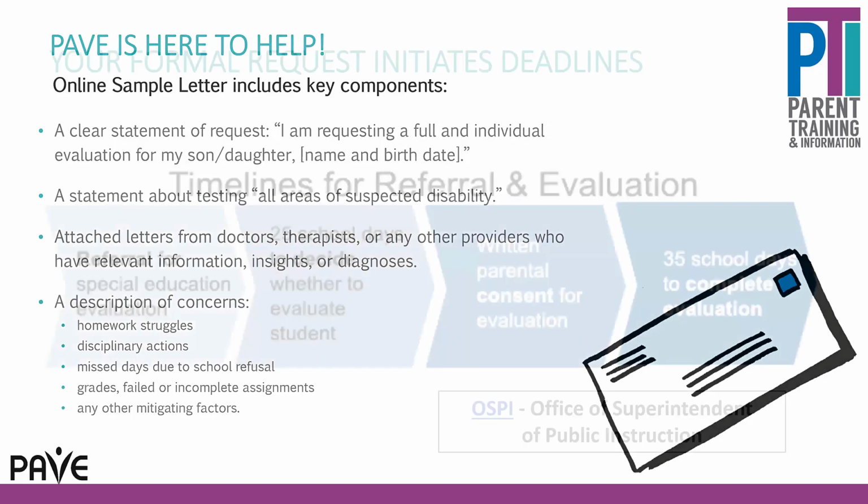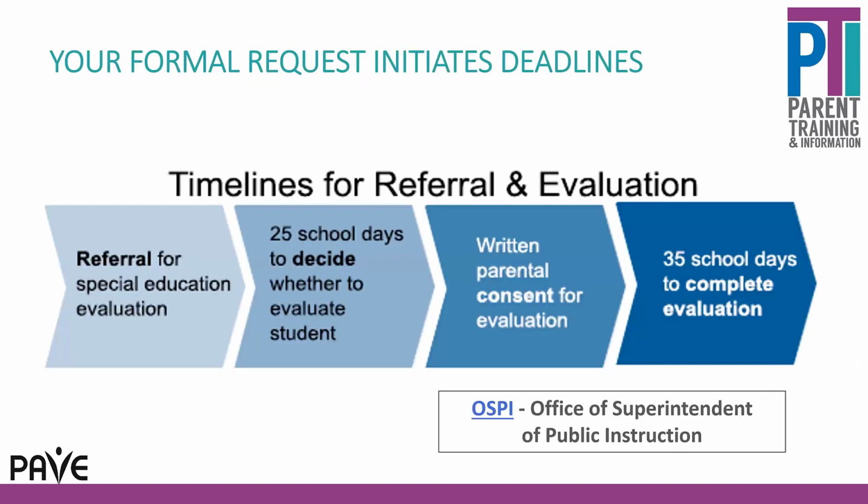Next slide, please. So this timeline is provided by the Office of Superintendent of Public Instruction, OSPI, which is the agency responsible for oversight of all public schools and non-public agencies in Washington state. These timelines vary from state to state, but these are Washington's requirements. So after someone makes a referral, the district responds in writing within 25 school days. After a legal parent or guardian provides formal written consent, the district has 35 school days to finish the evaluation.